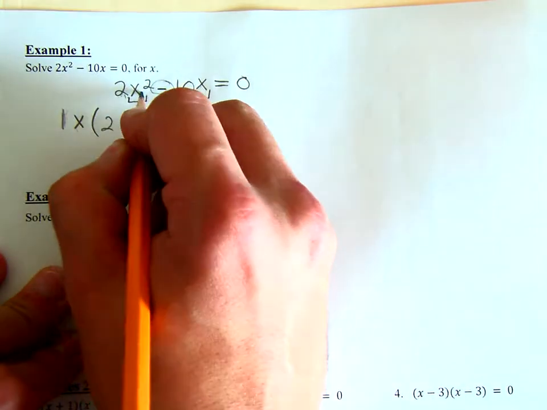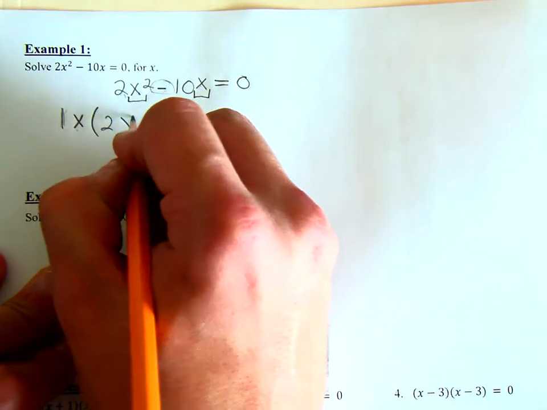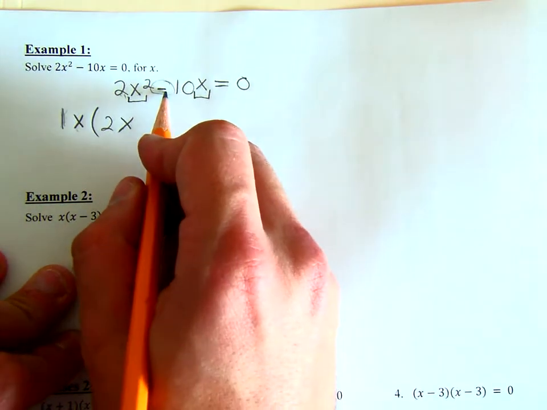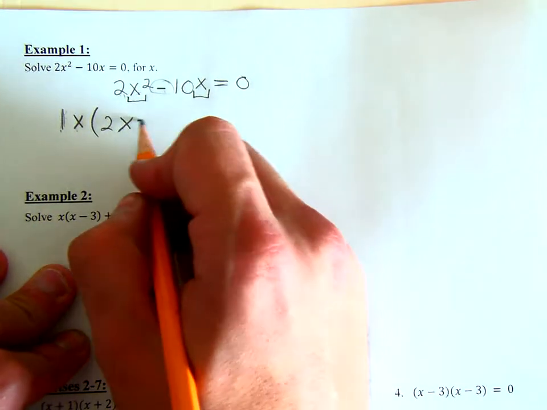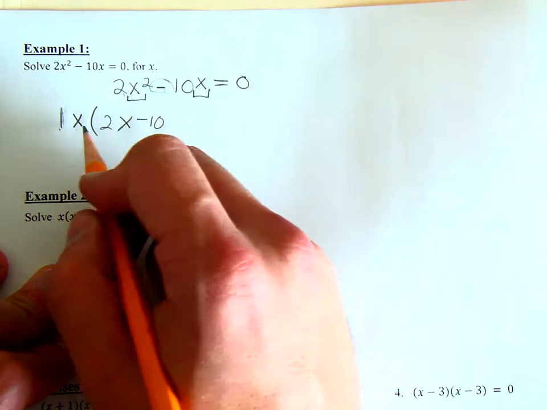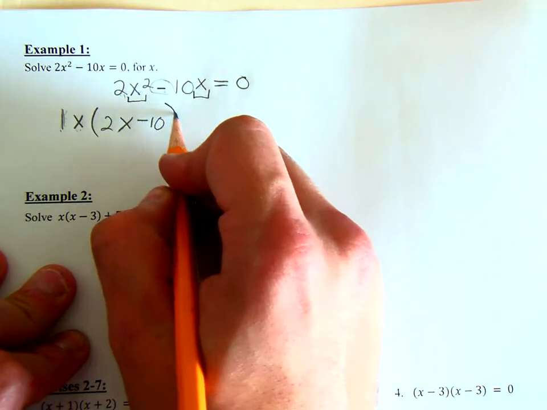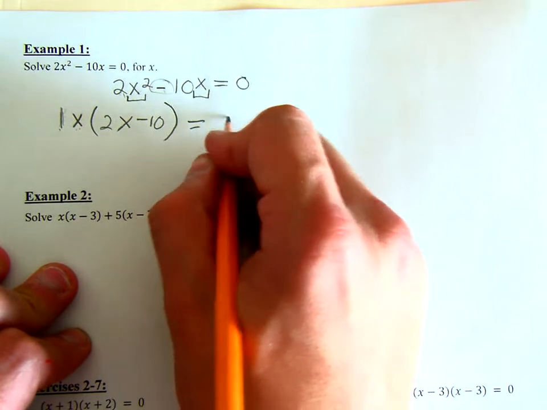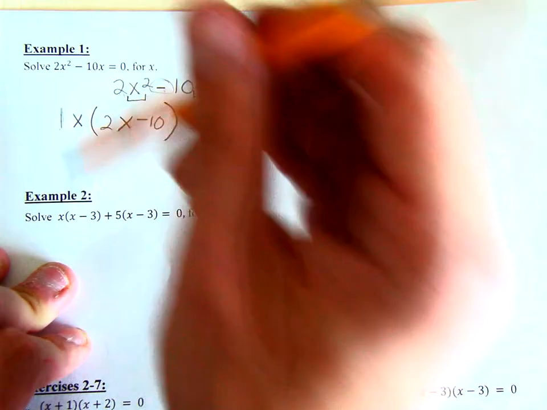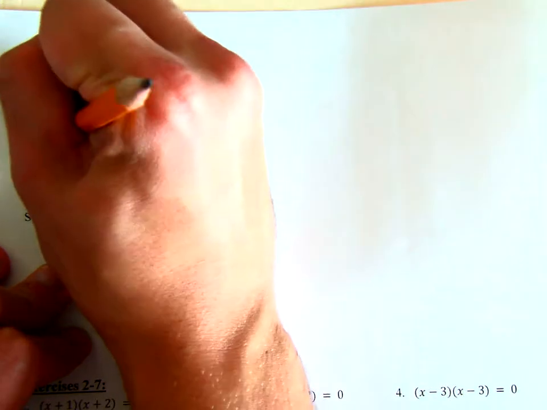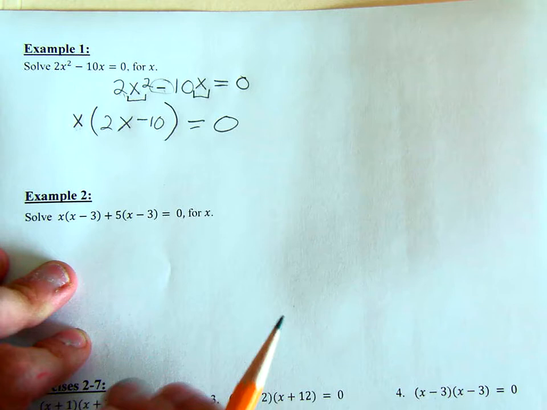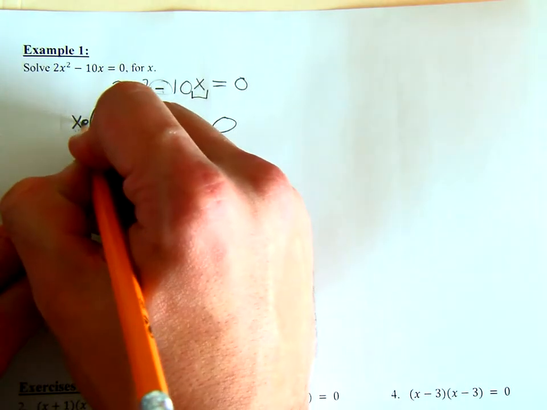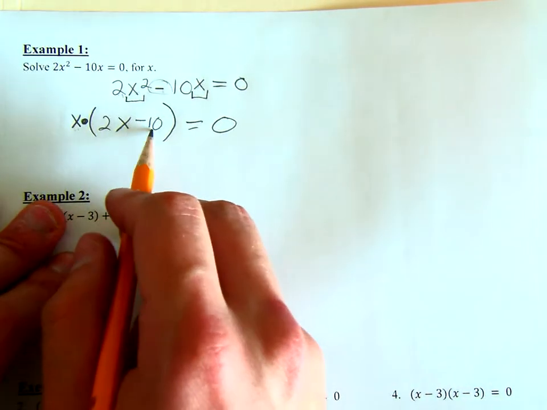X squared divided by x is just x. And then we have a minus negative 10 divided by 1 is a minus 10. X divided by x is just 1, which is just a negative 10 then. And that's equal to 0. Okay? So I'm just going to get rid of this 1 because we know it's there. Okay? So now we do have multiplication in the middle. So now we have x times 2x minus 10 is equal to 0.